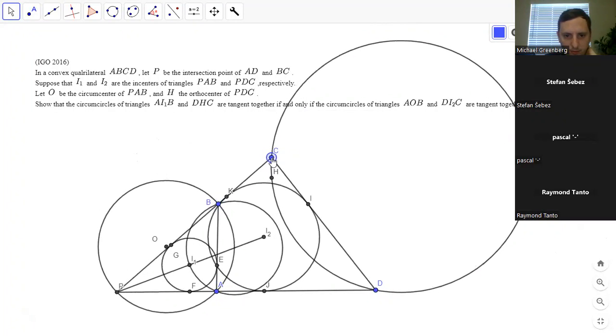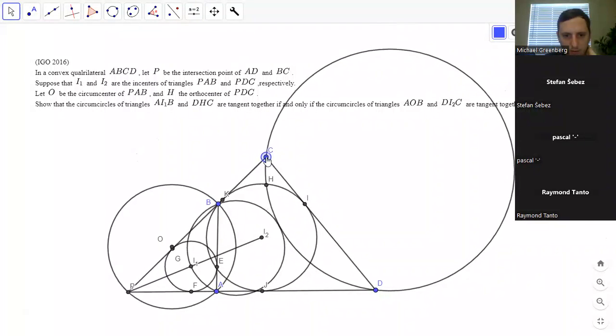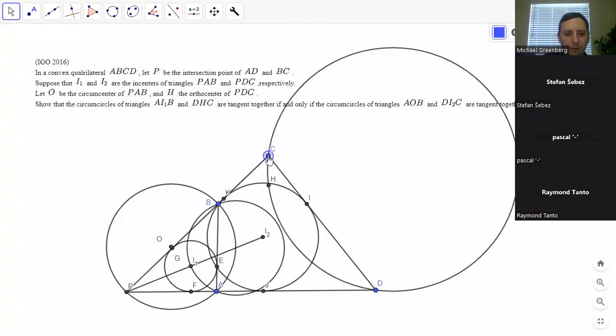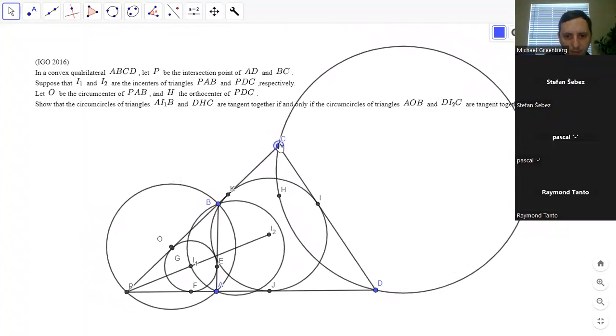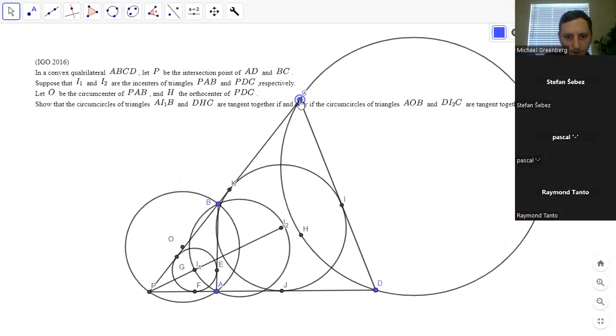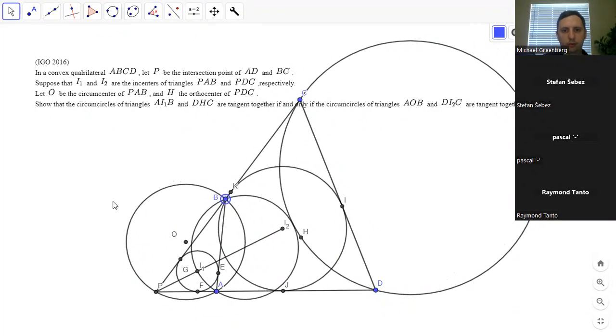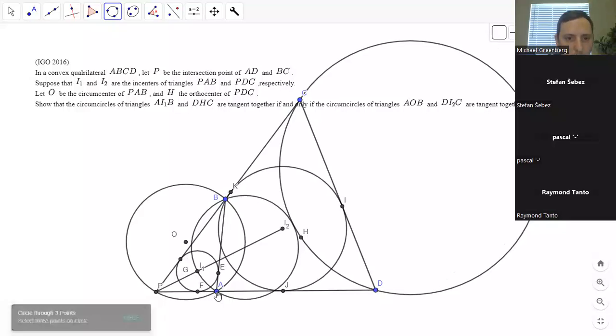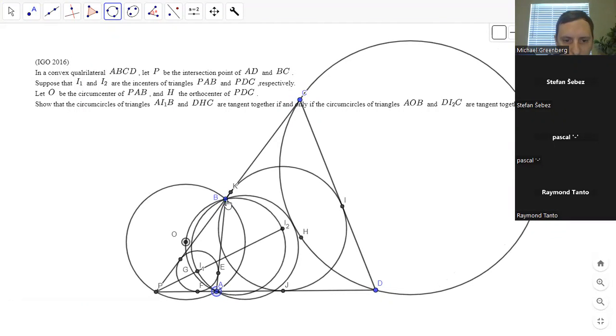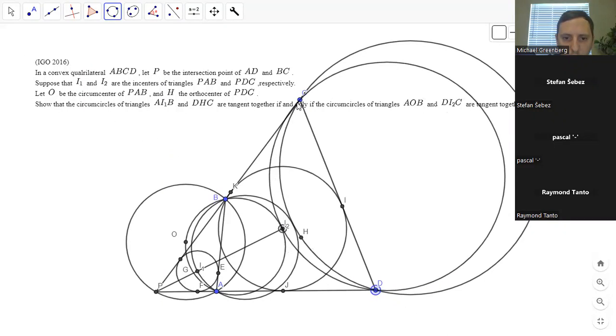So let's do it like that. So we want to show those are tangent if and only if AOB. Oh, now point O. Yeah, the diagram's not going to be perfect, but let's try to make it as good as possible. So we want these to be tangent. So we are saying those will be tangent if and only if AOB and DHC are tangent, or DI2C are tangent. Interesting.